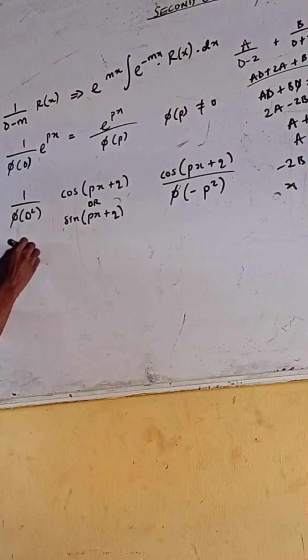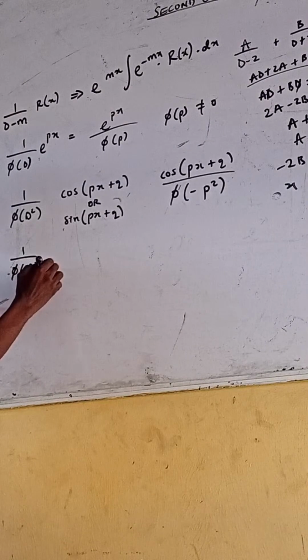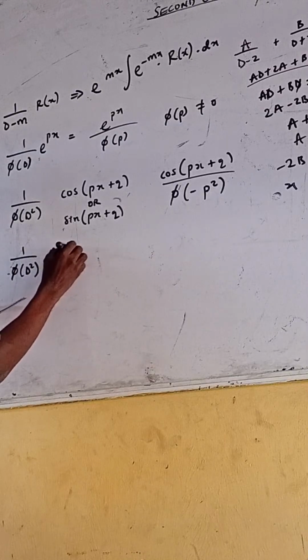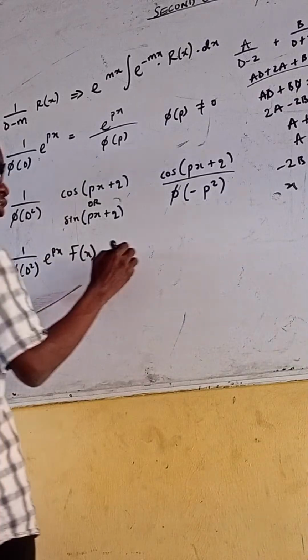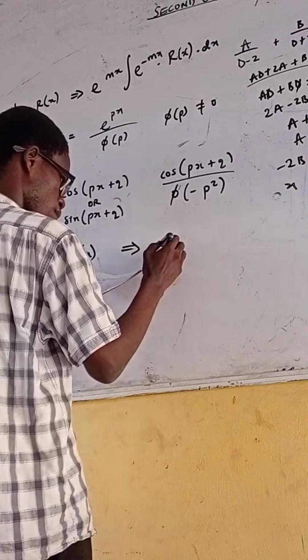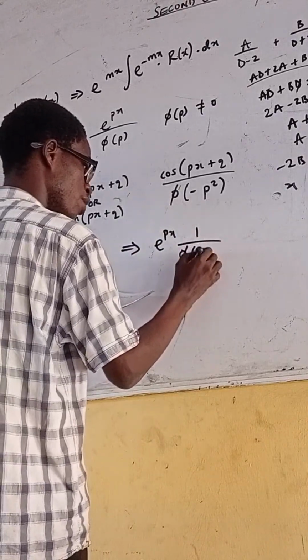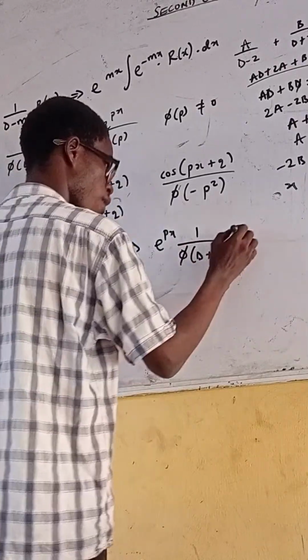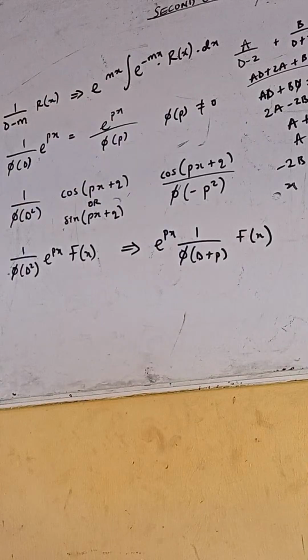The fourth one is 1 over phi of D of e raised to power px times another function of x, which can be trigonometric. Most times it will be trigonometric. So this one will be e raised to power px times 1 over phi of D plus p of f of x. So those are the transformations we use in the operator technique.